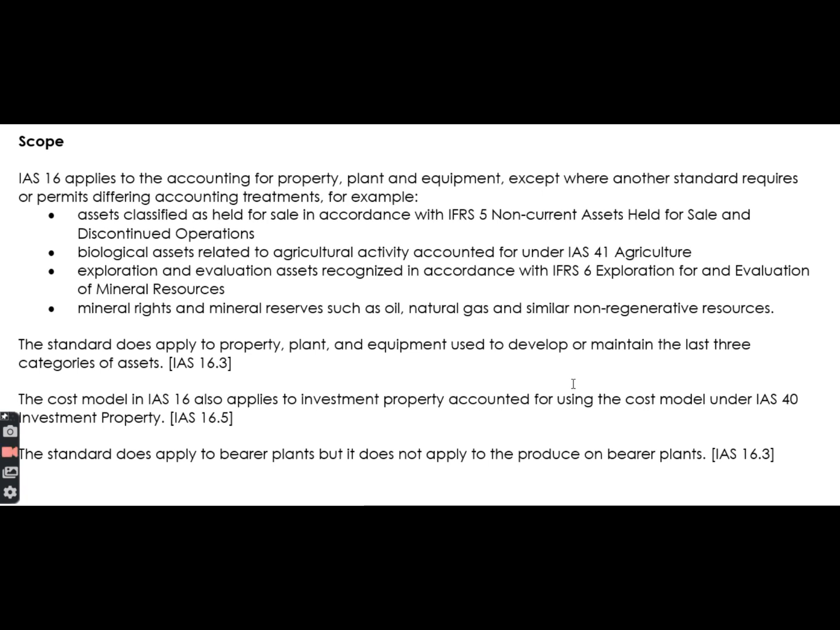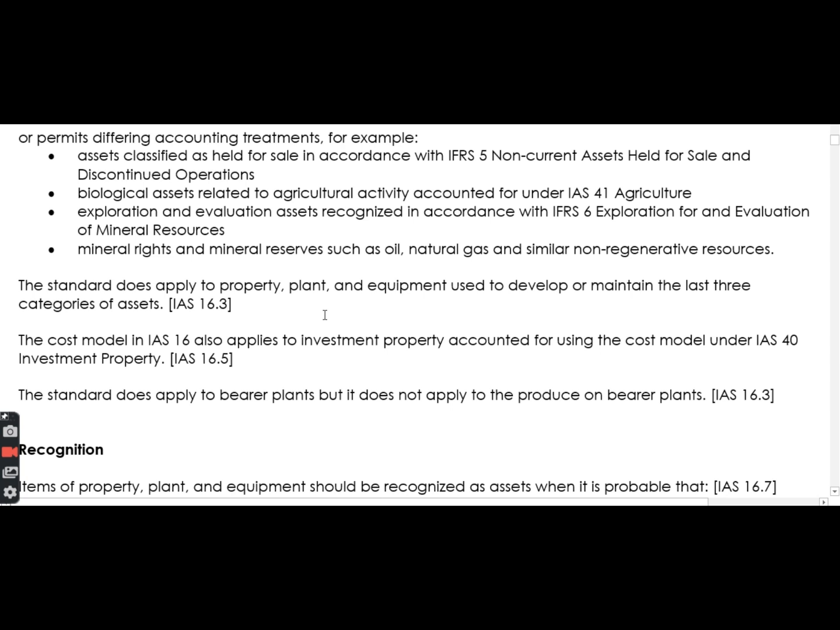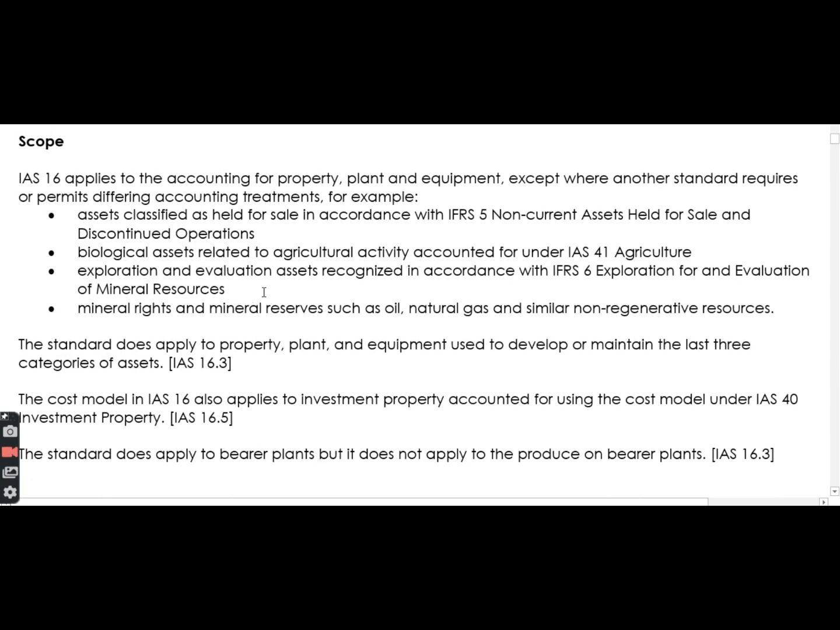Next, exploration and evaluation assets under IFRS 6. This will be a subsequent topic, so this is not covered by IAS 16. And then all other mineral rights and mineral reserves, that's basically still covered by IFRS 6.